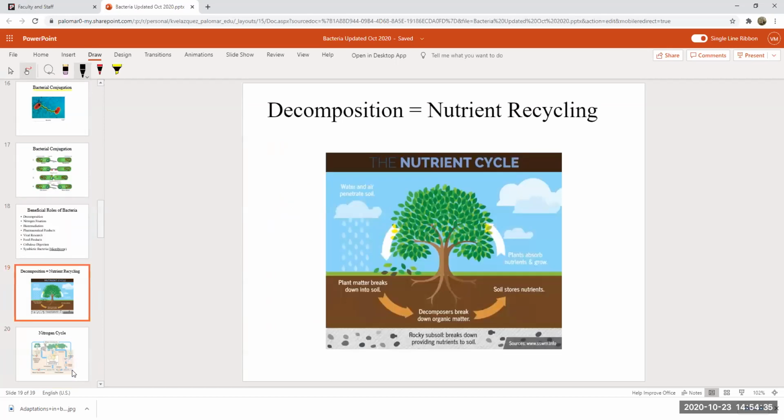Okay, nutrient recycling, incredibly important on Earth. We do not have an infinite amount of the critical nutrients that living organisms need, in particular things like nitrogen, phosphorus, sulfur. These have to be returned to the earth and taken up by new plants. And we count on bacteria to do that for us. Decomposers break down organic matter, and the soil stores those nutrients, and the plant then absorbs those nutrients and grows, and then other organisms eat this plant or eat someone who ate the plant. So decomposition is an incredibly important role of bacteria on Earth.